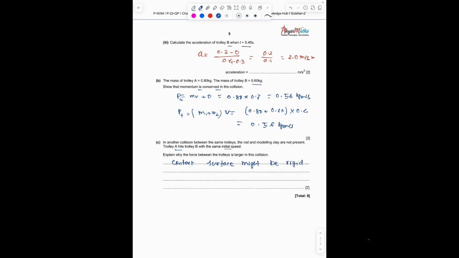You have to write another point. Or the time of collision might be shorter, since there was no rod and modeling clay there. Shorter time, or the acceleration is increased. So this is the answer of question 3.